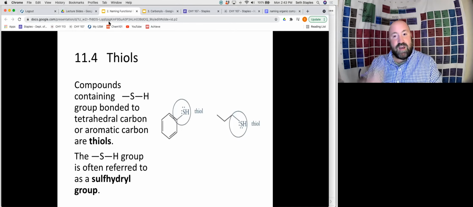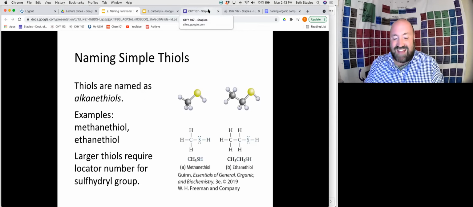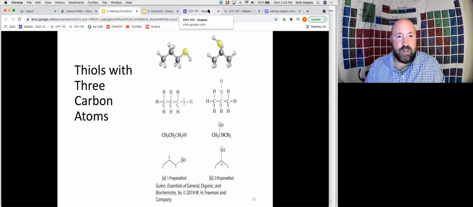I'm not going to spend much time with thiols. Essentially, with thiols, the naming conventions are the exact same as they are with alcohols, only now our ending is thiol instead of ol. The difference is that instead of an oxygen, it's a sulfur atom. There are lots of different simple thiols out there. You can see some examples here: propanethiol, 1-propanethiol, and 2-propanethiol.